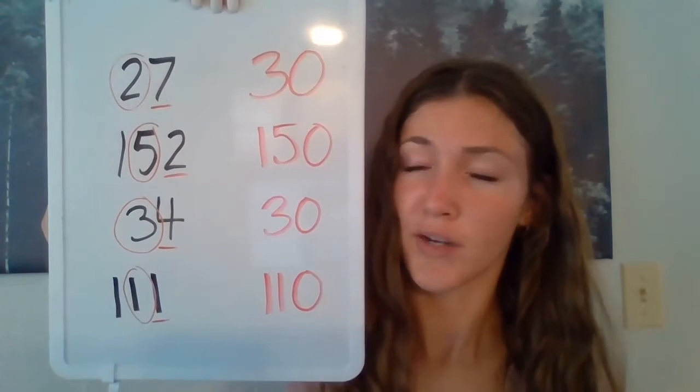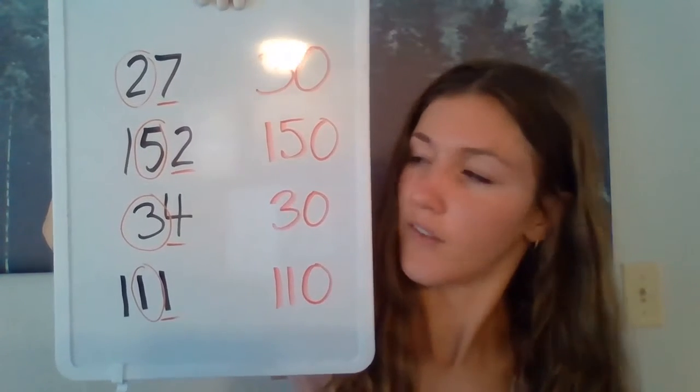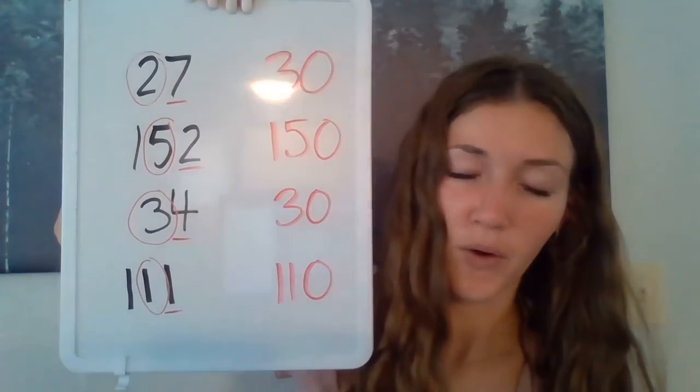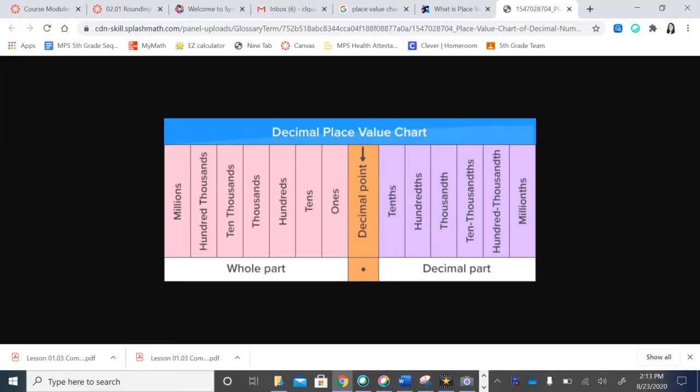Notice I circled the numbers in the tens place, and the number next to it told me if I should raise the score or if the number would stay the same. So here is a place value chart just so we can get an idea. We have hundreds, tens, ones, the decimal point, and then remember that if we're going after the decimal point, we go tenths, hundredths, thousandths, ten thousandths, hundred thousandths, millionths.